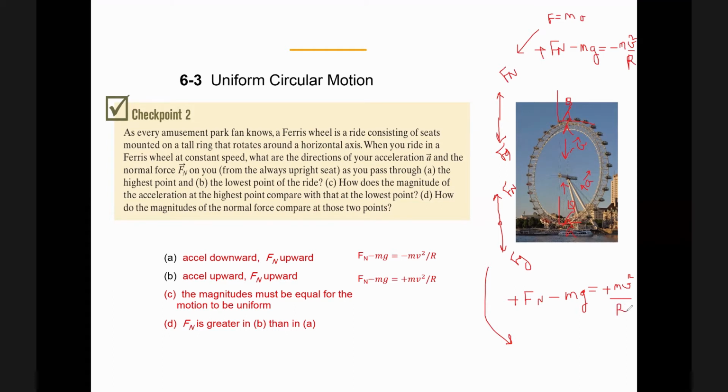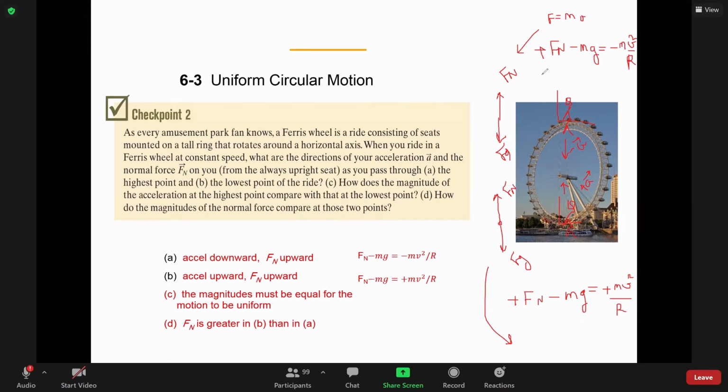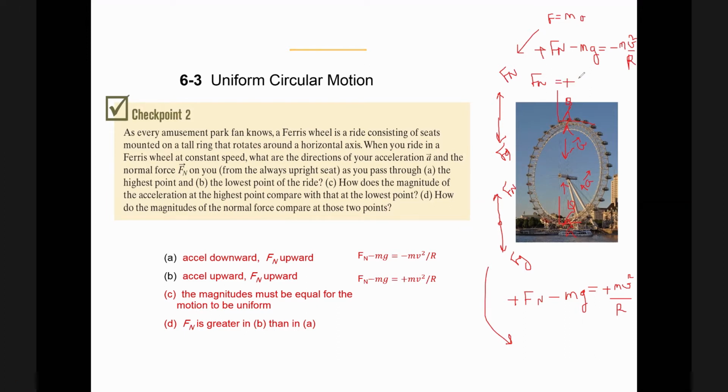Notice that if I ask you what is the normal force in the up situation, what should it be? I move the minus to the other side. So it will be what? Plus mg minus mv square over r. Is this normal force big or small when he's at the top? It's small. Why? I subtract two terms. I subtract mg minus mv square over r. So it's small. Now, in this situation, what is Fn at the bottom?